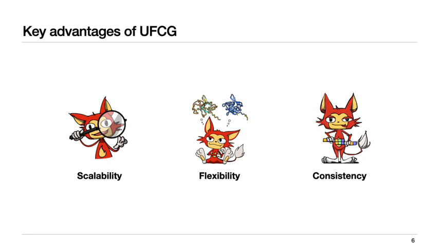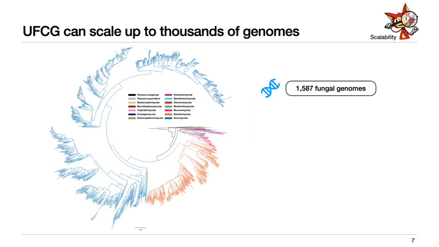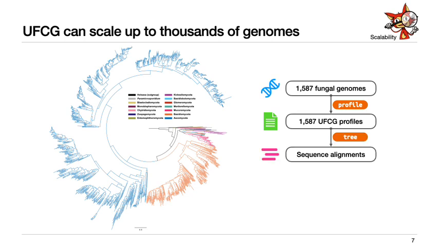I would like to emphasize three key advantages of UFCG, which are scalability, flexibility, and consistency. UFCG allows analysis scaled up to thousands of genomes. The tree shown here was built with almost 1,600 fungal genomes. Using the profile module of the pipeline, you can easily extract UFCG profiles out of them. The tree module then automatically collects the core gene sequences from the profiles and aligns them into MSAs. Again, the tree module automatically infers the phylogenetic tree from the alignments.